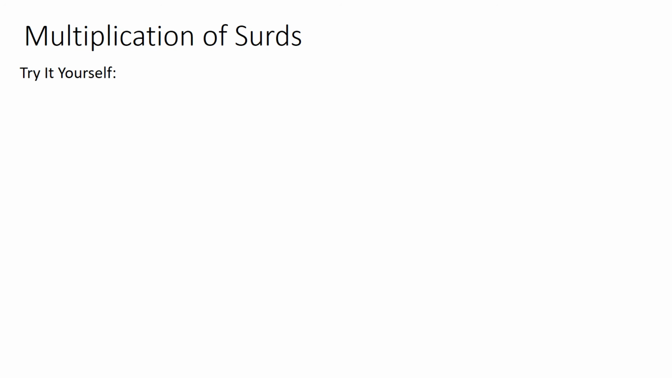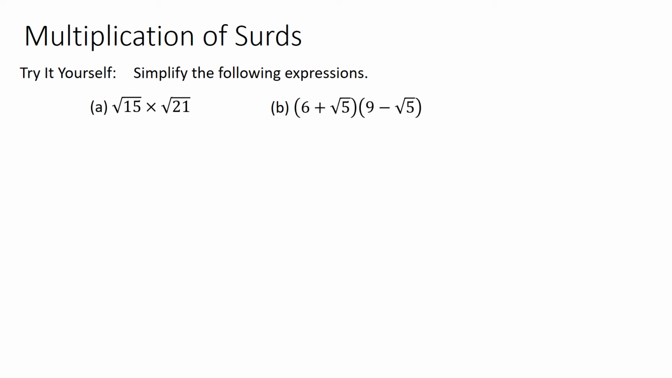Here is the example that you can try yourself. Simplify the following expressions. A. Surd 15 times surd 21. B. Bracket 6 plus surd 5, bracket 9 minus surd 5. You can pause the video and try to do it yourself.